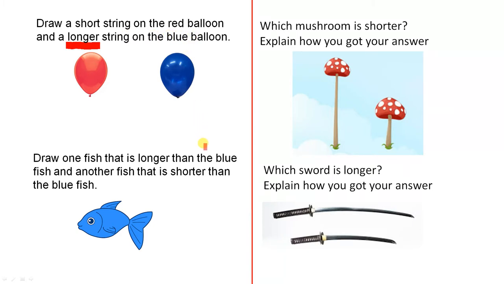Next exercise. Draw one fish that is longer than the blue fish and another fish that is shorter than the blue fish. So they have to draw two fish. One is longer and one is shorter.